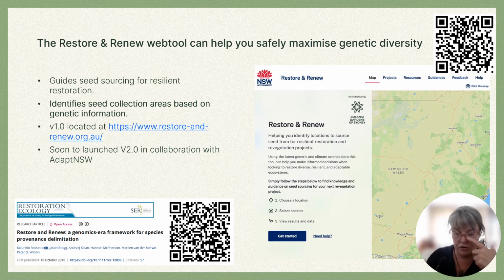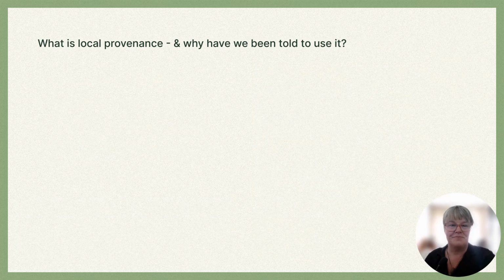The current version of the web tool, there on the right with the QR code, is based at restoreandrenew.org.au. But later on this year, we'll be launching version 2 of the web tool in collaboration with ADAPT New South Wales. It'll look different and have a new home.